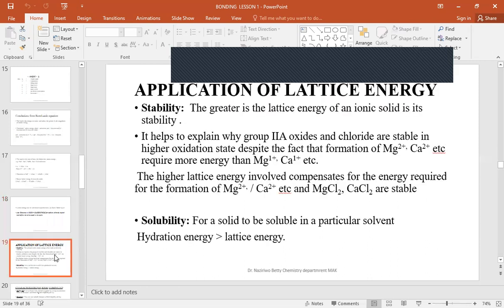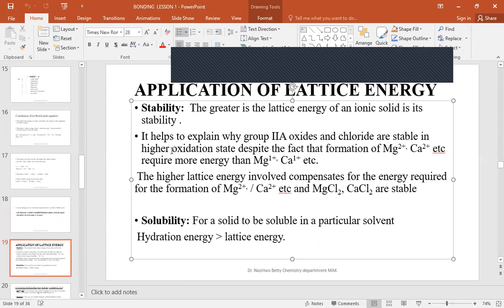Does lattice energy have an application? Yes, it can help us to predict the stability of an ionic solid. Remember, lattice energy depends on the electrostatic force of attraction between the two ions. So if the electrostatic force of attraction is high, automatically the lattice energy will also be high. And the moment the electrostatic force of attraction is high, that compound is stable.